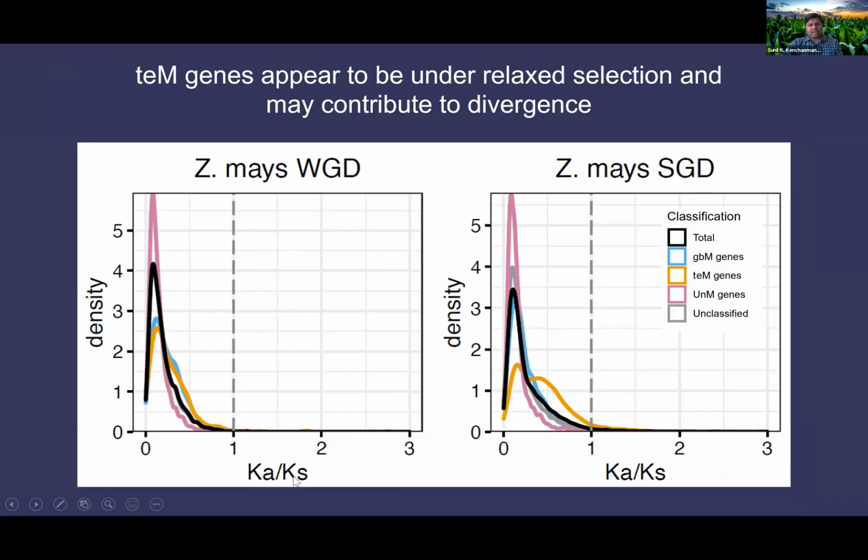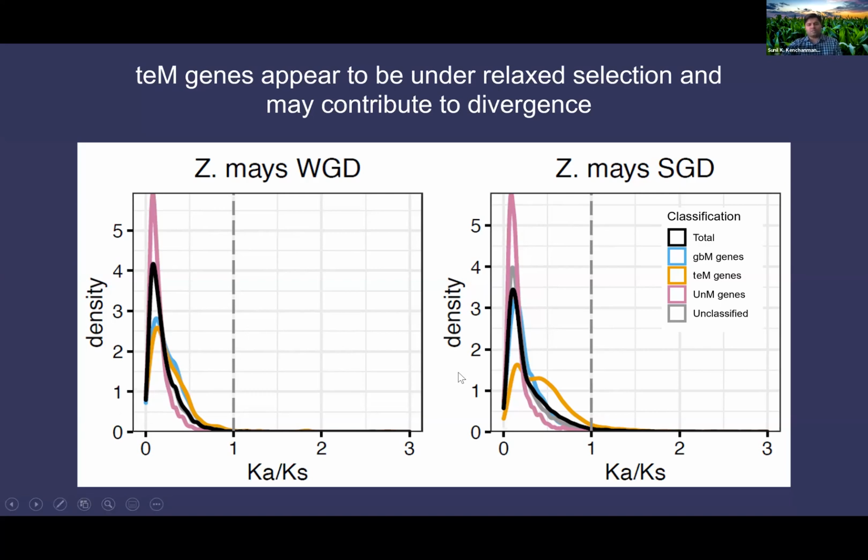I used Ka-Ks ratios, which is the ratio of the non-synonymous substitution rate to the synonymous substitution rate. A Ka-Ks ratio of 1 indicates neutral selection, whereas a Ka-Ks ratio of greater than 1 suggests positive selection. As you can see from this figure, most of the genes showed a Ka-Ks ratio closer to 0. That means that they are under purifying selection. Also, it says that in these genes, non-synonymous mutations are not tolerated.